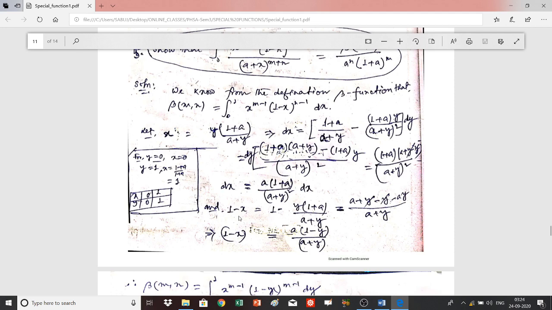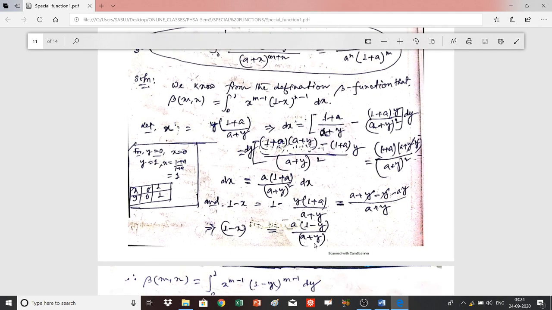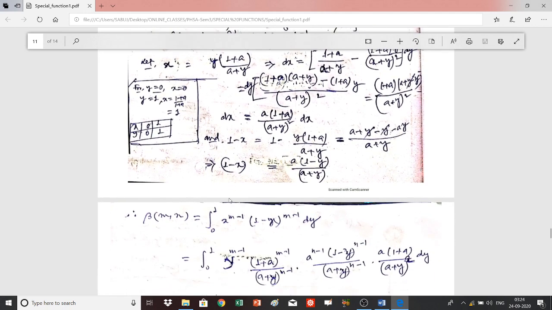And now also calculate the value of 1 minus x, because we need to use the value of 1 minus x in this expression. So 1 minus x is equal to 1 minus y(1+a)/(a+y). That is the simplification process, and finally you will get 1 minus x is equal to a(1-y)/(a+y). And now substitute these two values, the values of x, 1 minus x and dx, in this expression. Here is the definition of the beta function.